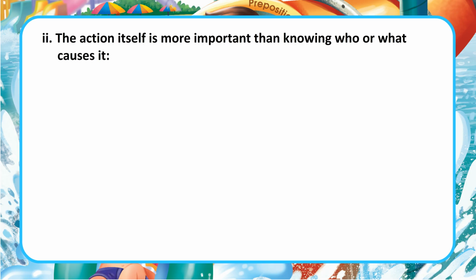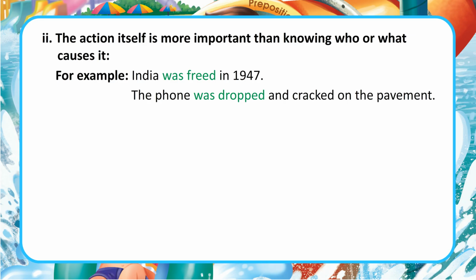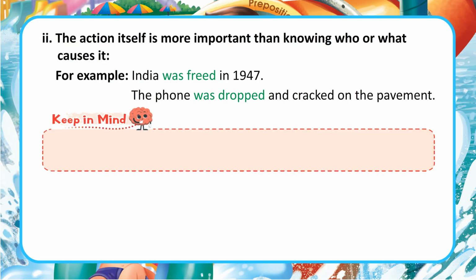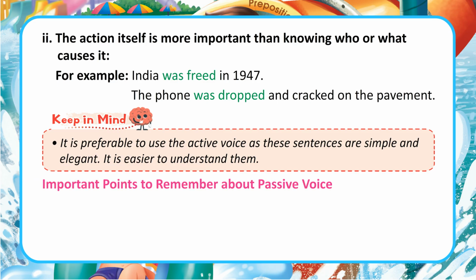2. The action itself is more important than knowing who or what causes it. For example, India was freed in 1947. The phone was dropped and cracked on the pavement. Keep in mind, it is preferable to use the active voice as these sentences are simple and elegant. It is easier to understand them.